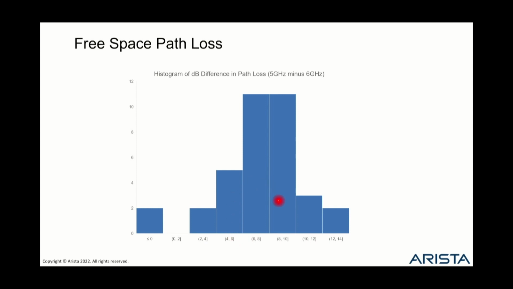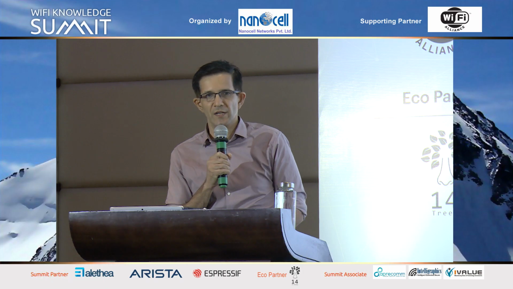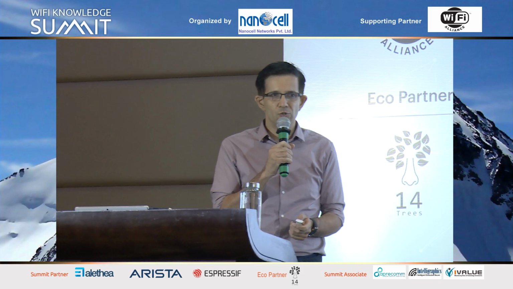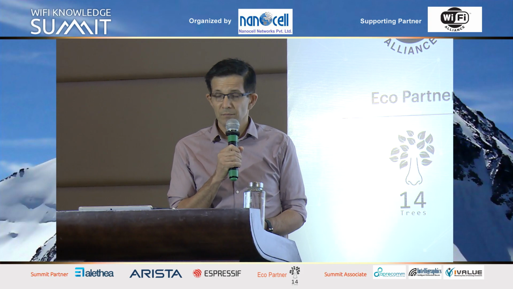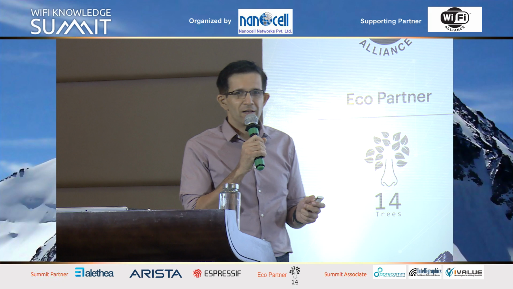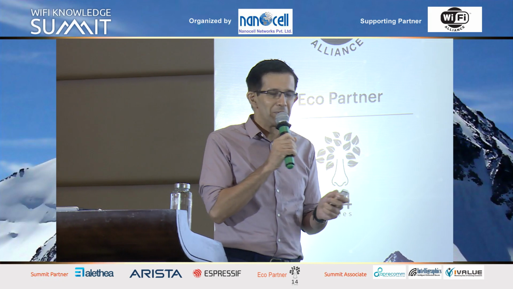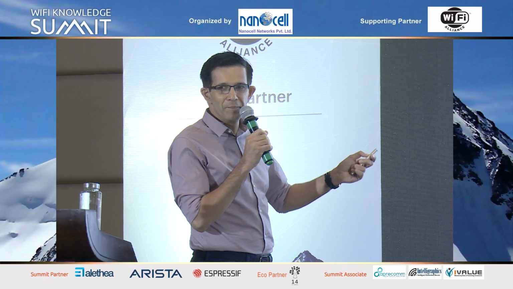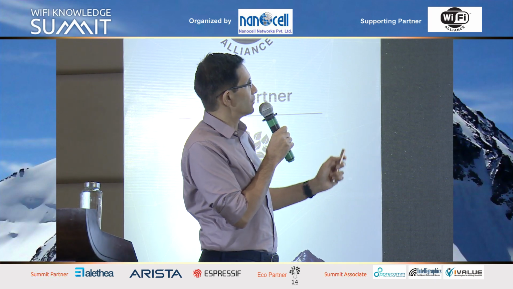And we find that the bulk of the samples, granted it's not a very large sample space, but this is, like I said, our initial findings, and we just want to share them. The bulk of the samples are between 6 to 10 dB, which means that for the most part, it's safe to say that 6 gigahertz is about 6 to 10 dB weaker. Sorry, the other way around: 5 gigahertz is about 6 to 10 dB stronger in free space. No one pointed that out, so I'm not sure if people are listening, but okay. So that's the histogram of path losses in free space.